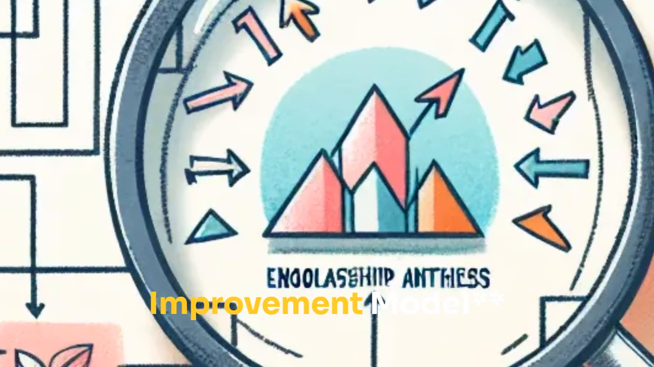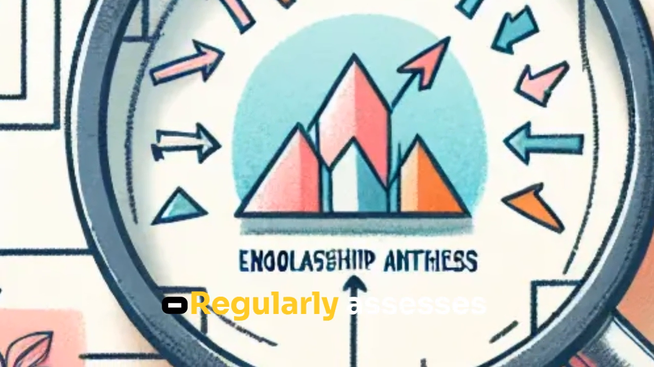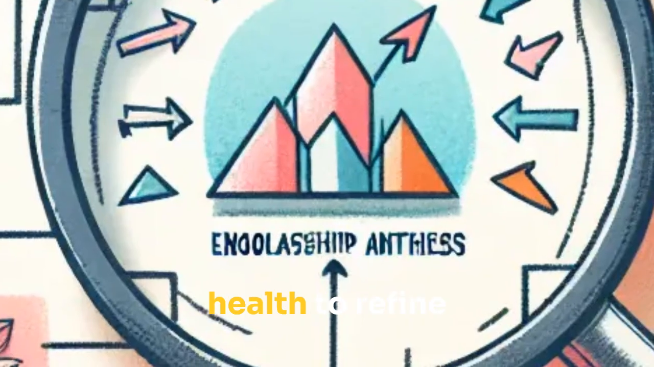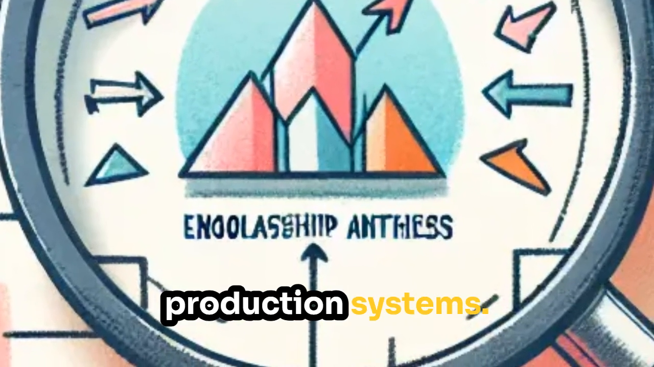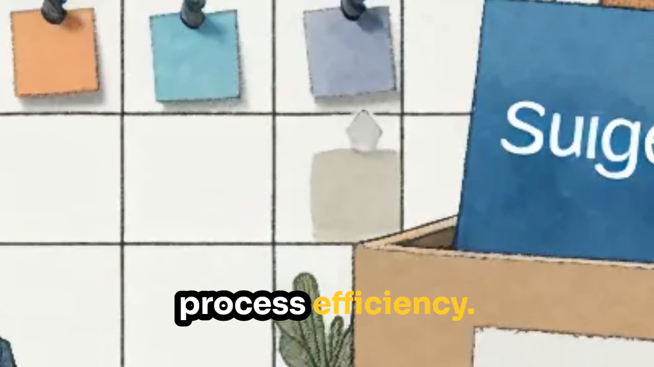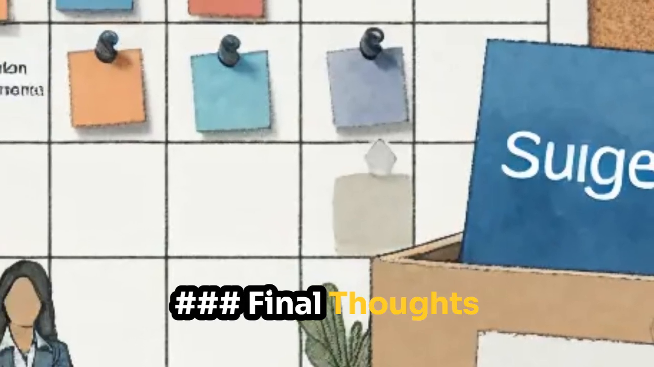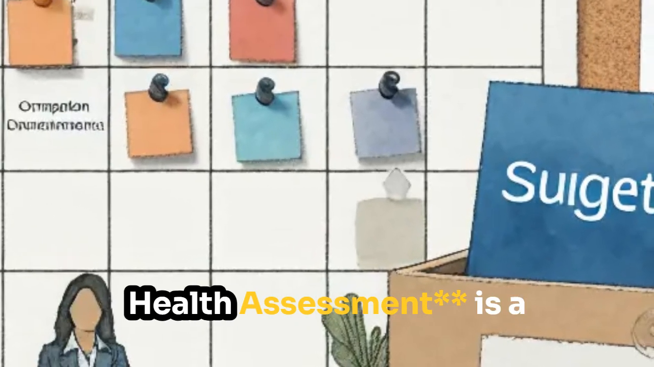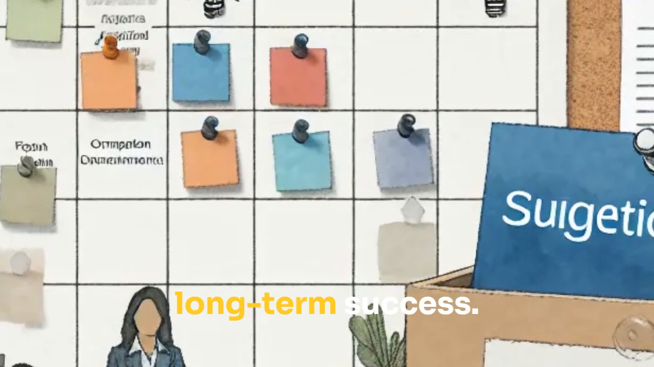Toyota's continuous improvement model. Regularly assesses organizational health to refine production systems. Uses employee feedback loops to drive process efficiency. Final thoughts. An organizational health assessment is a powerful tool for ensuring long-term success.